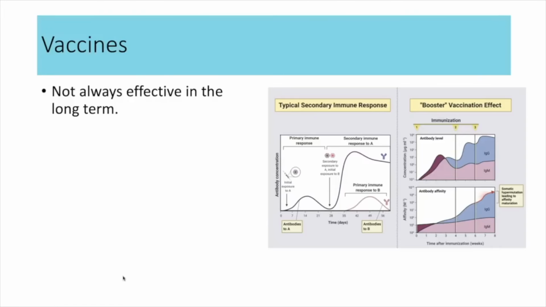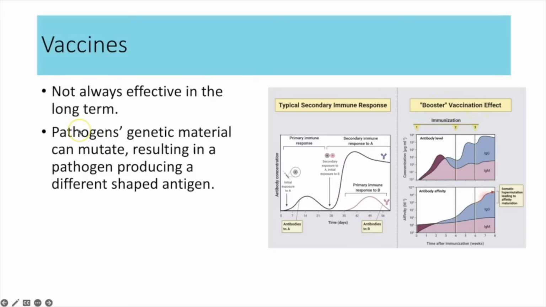Now, vaccines are not always effective in the long term, and that is why we have booster vaccines. And this is because all organisms have random mutations, including pathogens. And sometimes the random mutations that occur might result in the pathogen producing a different shaped protein on the outside, or in other words, a different shaped antigen. And if that happens, we call this antigen variability. And it means that the memory B cells that you've created will now have a receptor which is no longer complementary to this new shaped antigen, and you're no longer immune. So for that reason, there are boosters that people would have to take.